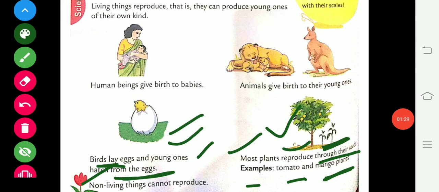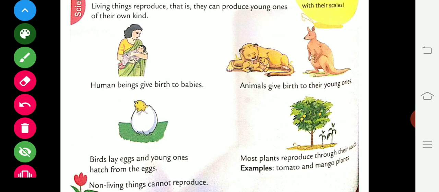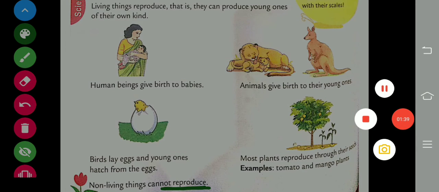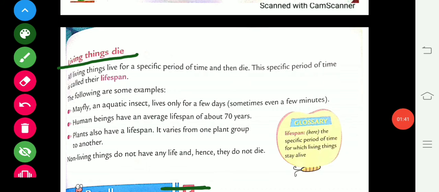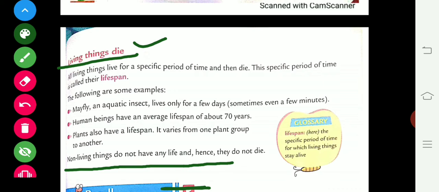But non-living things cannot reproduce. Living things can reproduce, but non-living things cannot reproduce. Living things die. But non-living things do not have any life and hence they do not die.